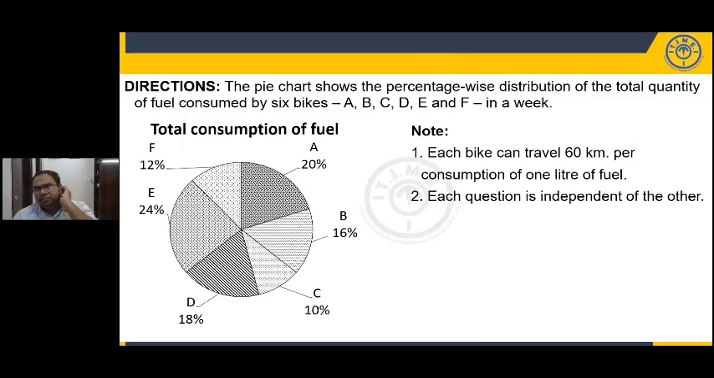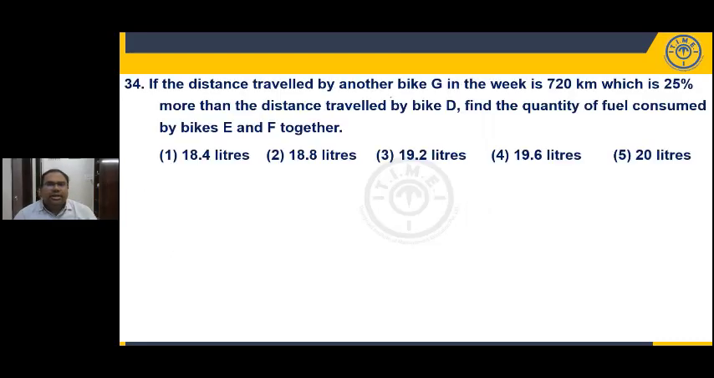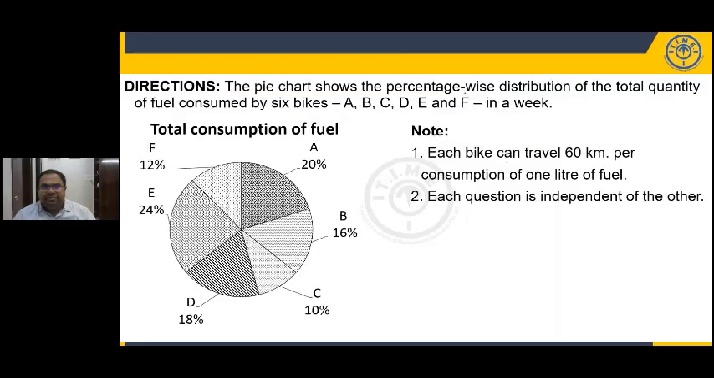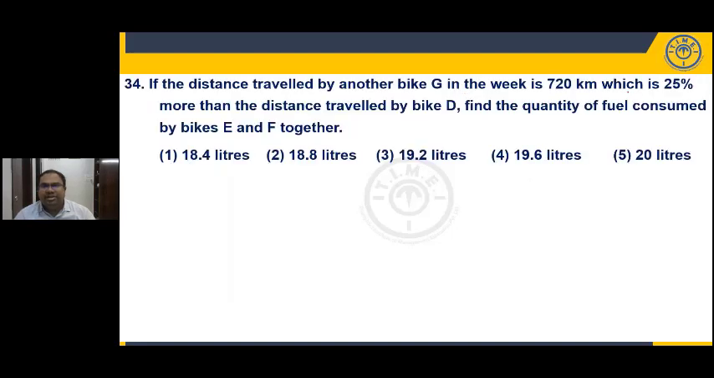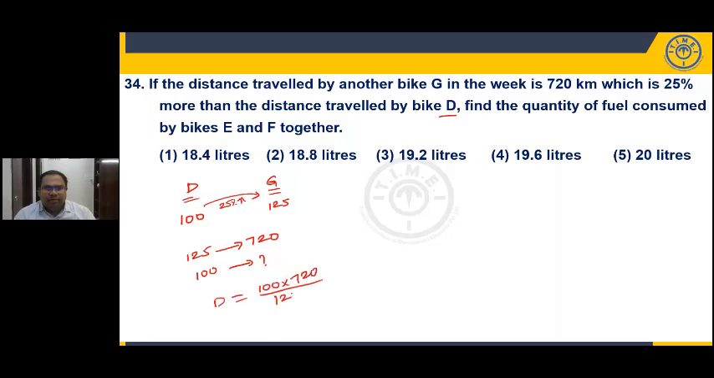Okay. Next question. Distance traveled by another bike G. G we don't have here. G is 720 kilometers, which is 25% more than distance traveled by D. If I take D and G, if D is 100, G is 25% more. So 125. So this 125 is given as 720 kilometers. Distance traveled by D is 100 kilometers. How much? D distance traveled will be 100 into 720 by 125.